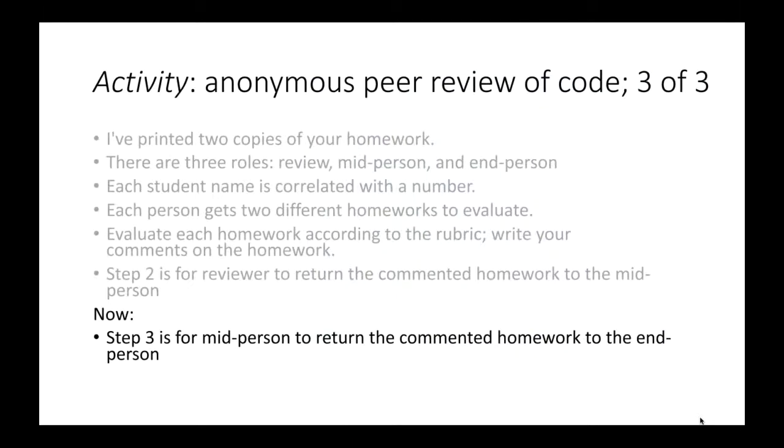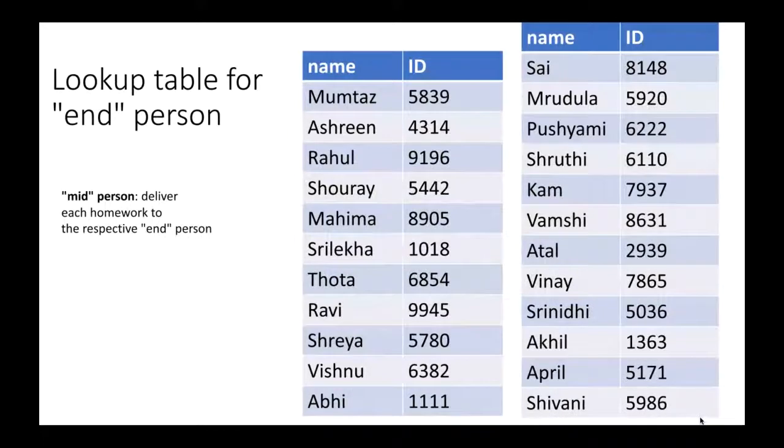So now we're going to do the third step. You don't have your homework, and you don't have the person whose homework you looked at. So you're basically the middleman, or the middle woman in this case. Now we're going to have another lookup table, and you can sort of guess where this is going, right? You're going to give the homework to the person with the number for end. Look in the paper that you have, look at the number that says end, and then turn in the paper to that person.